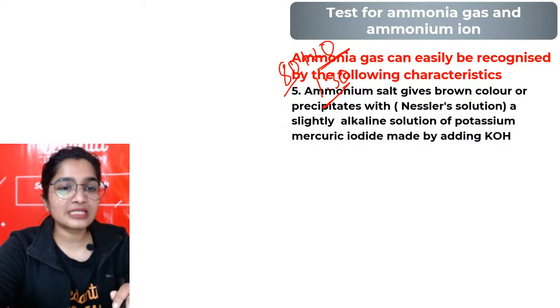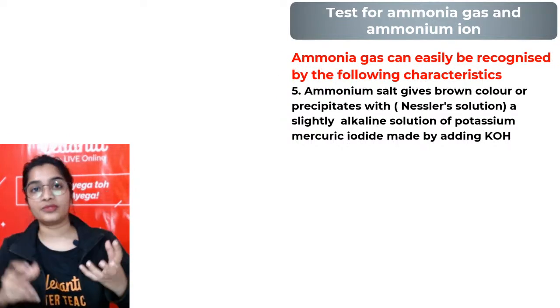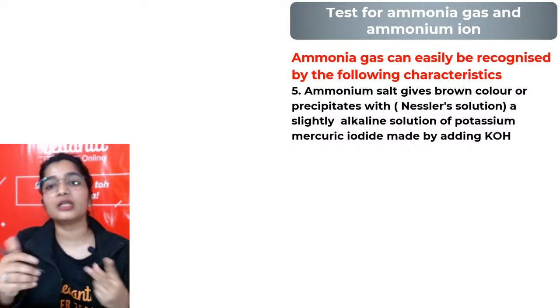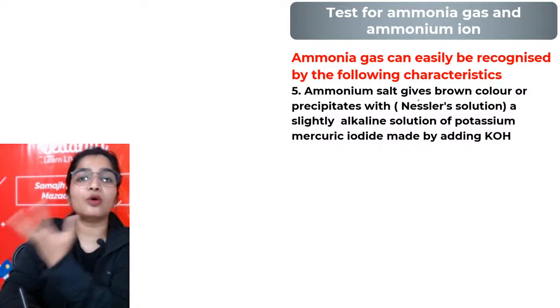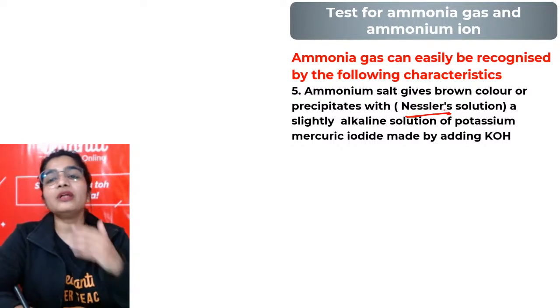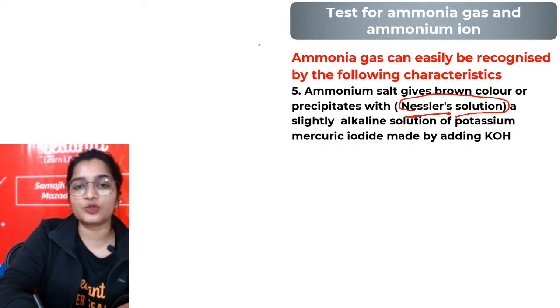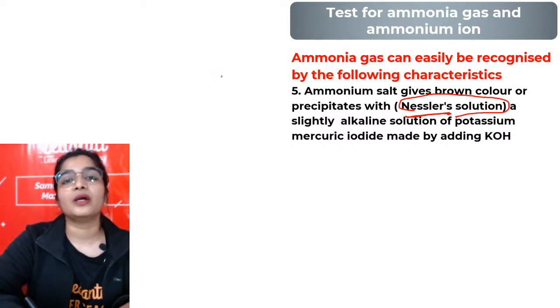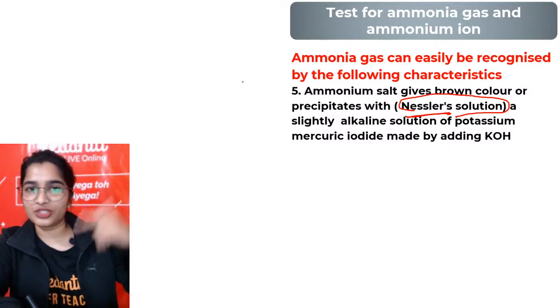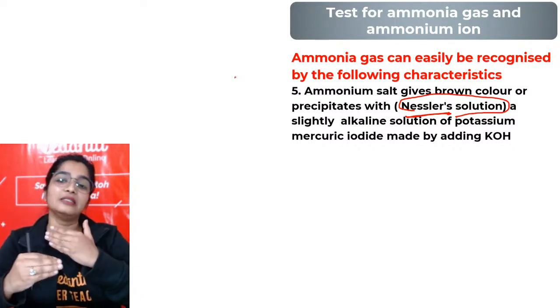So ammonia gas, how it reacts, and the ammonium solution, how it reacts is different. Ammonia gas gives brown fumes when it is made to react with Nessler's solution. So this will be our homework. I want you to tell me what exactly is Nessler's solution. Don't tell me now. I want you to just let me know in the comment section what is Nessler's reagent. It is also called Nessler's solution.